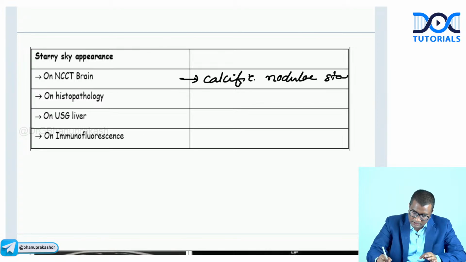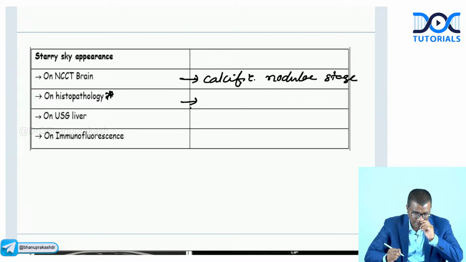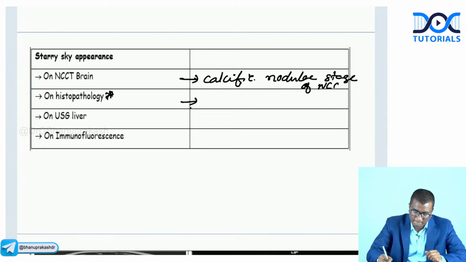But on histopathology, do you remember starry sky appearance on histopathology? All of you should be knowing this. Can I ask you starry sky appearance on histopathology? Can you tell me histopathology? Very good. Jaw tumor, Burkitt's lymphoma, right?